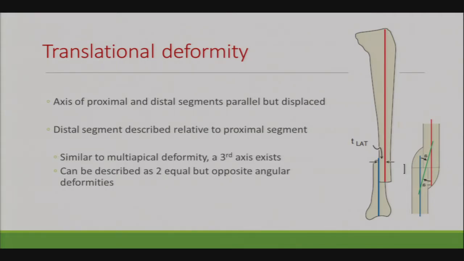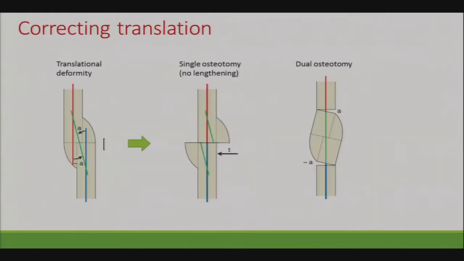Translational deformity. In this case, the axes are parallel but displaced. You can actually break this down into two equal but opposite angular deformities. Again, this is a little mind-blowing at first, but a third axis line can be drawn between these two, and two CORAs actually exist and can be used to describe translational deformity. Therefore, there are two ways you can correct translation. You can do a single osteotomy and translate the bone ends, or you can do a dual osteotomy, with dual opening and closing wedge, or opposing opening wedge osteotomies, to correct translation.